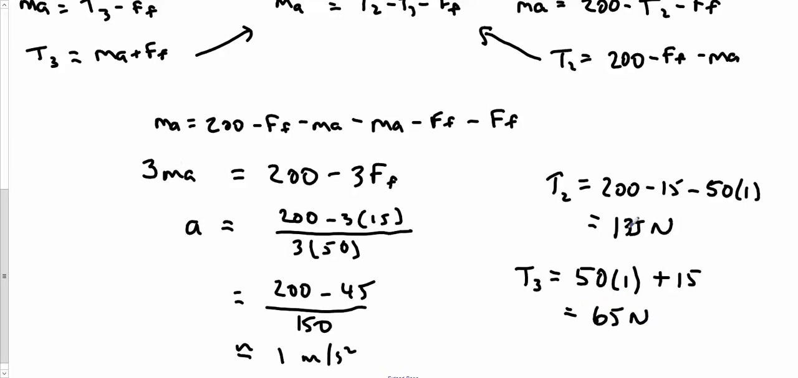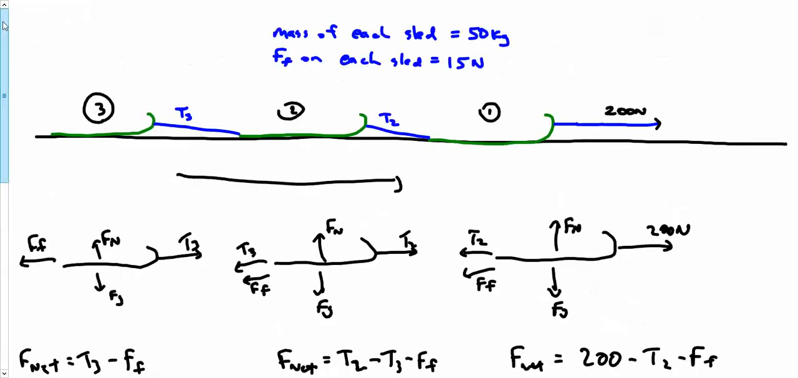So, I'm happy about these answers. Why? T2 is much bigger than T3. That makes me happy, because when I look at this, shouldn't this be bigger than that? Isn't this pulling this sled and this sled? If I had gotten them the opposite way around, I would have questioned it, but I'm happy that T2 came out much bigger than T3, because T2 is carrying this sled too. T3 is really only pulling on the third sled.